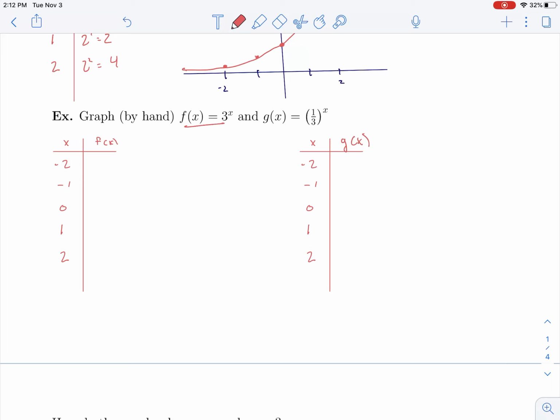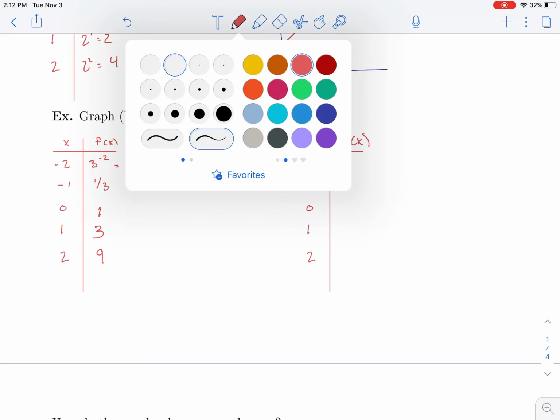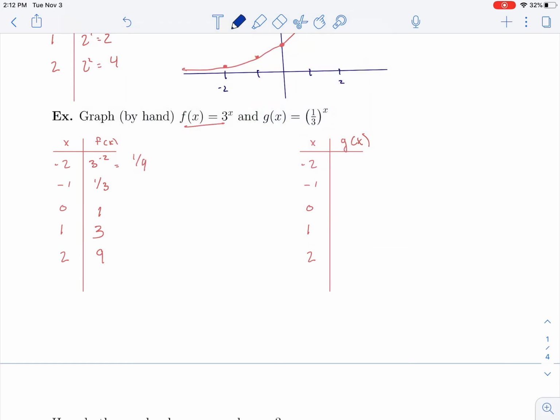So if I'm plugging in -2 through 2, 3 to the x, that'll give me 3 to the -2, which will give me 1/9. 3 to the -1 will give me 1/3. Anything raised to the 0 power is 1. 3 to the first power is 3, and then 3 squared is 9. So it's going to look pretty similar to the last guy we drew.